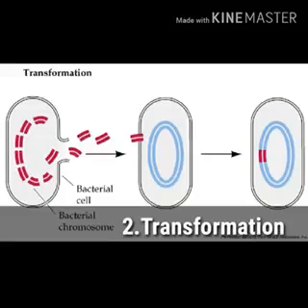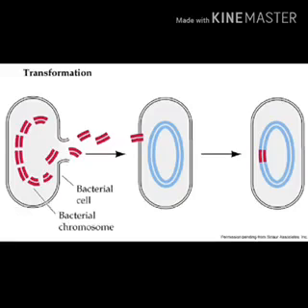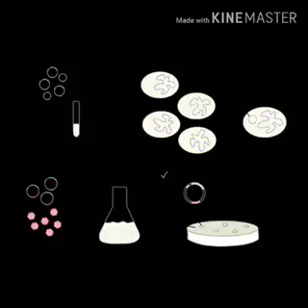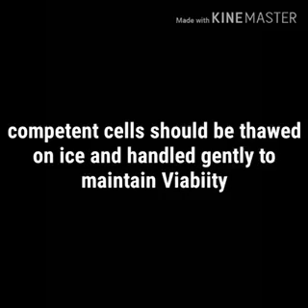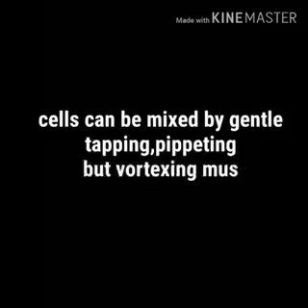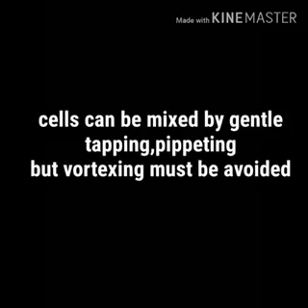The second step is transformation. The two most popular methods of bacterial transformation are heat shock of chemically prepared competent cells and electroporation of electrocompetent cells. When ready for the transformation step, competent cells should be thawed on ice and handled gently to retain viability. Cells can be mixed by gentle shaking, tapping, or pivoting, but vortexing should be avoided.